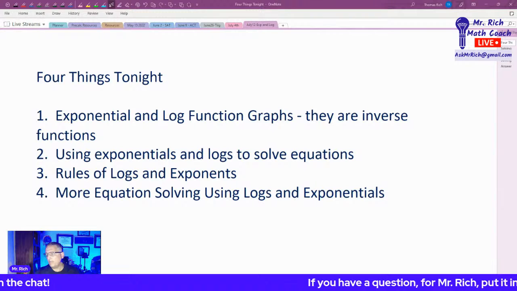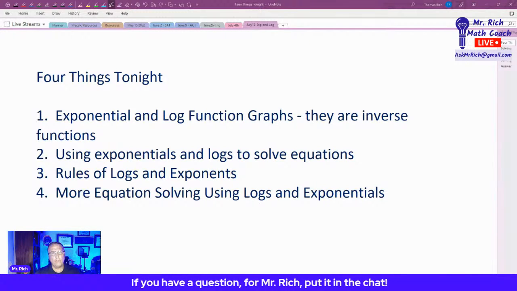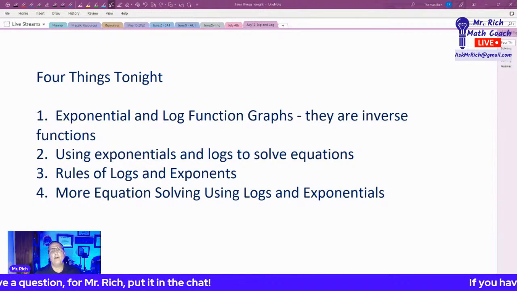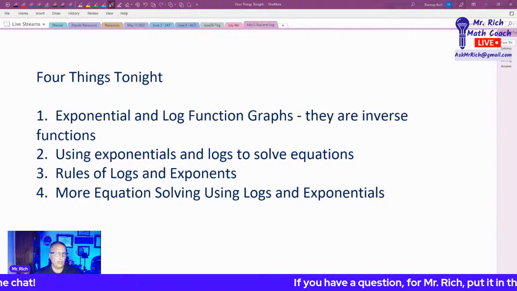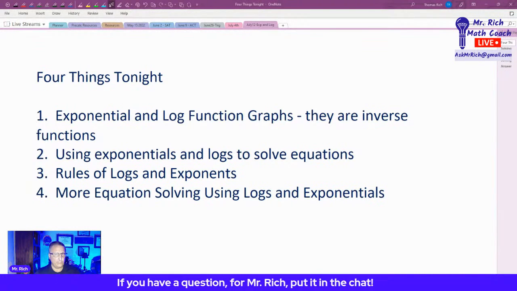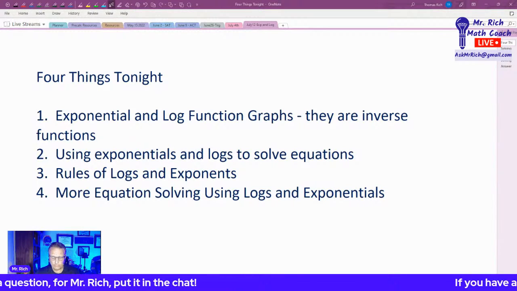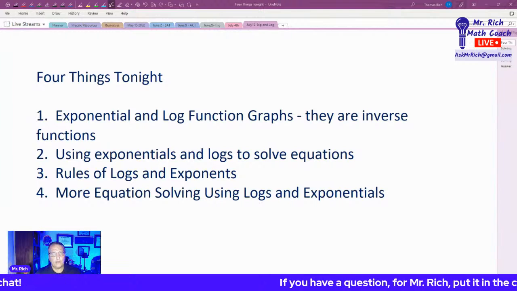Secondly, I want to talk about how to use logs and exponentials when you're solving equations. This may be a little bit different from how you were taught logarithms and exponentials and how to solve log and exponential equations. Some teachers teach it one way, some teach it another way. I'm going to teach you a way that I think makes the most sense and is going to really help you when you get into Calc AB.